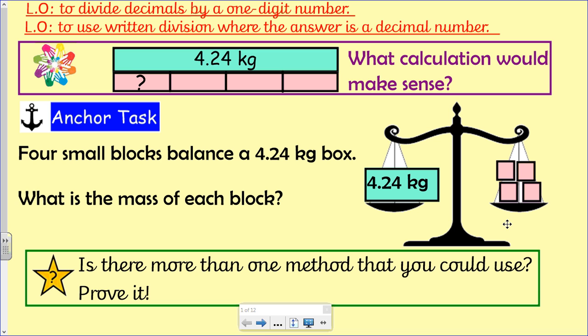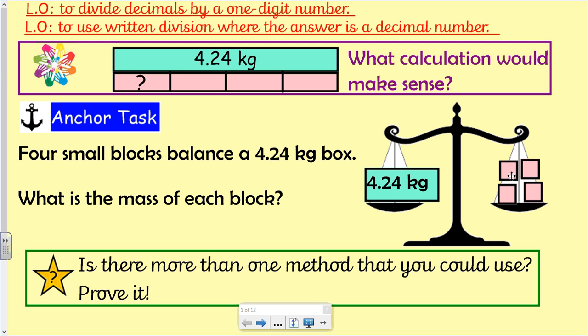I'll just try and explain that a little bit more to you. Hopefully you can see that both sides of this balance are equal. That means that these 4 blocks, hopefully you can see there's 4 separate blocks, look. These 4 blocks all together, when we add them together, weigh 4.24 kilograms. We need to work out the mass of just one of these blocks, okay?